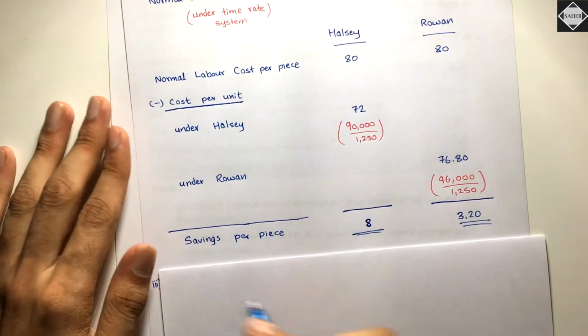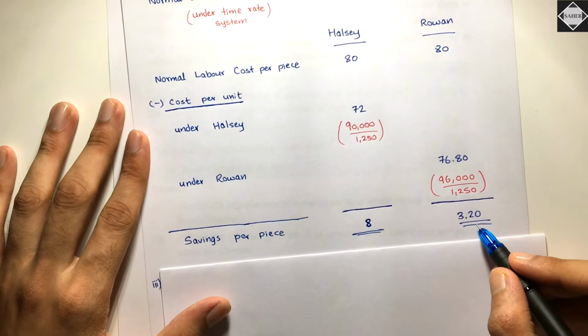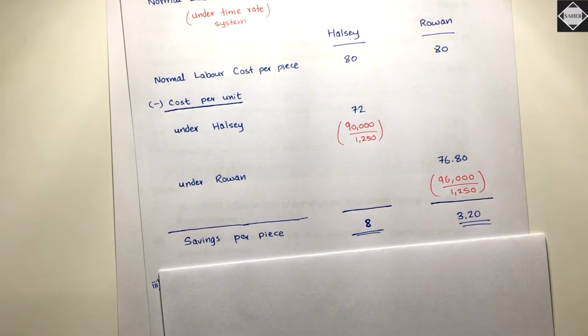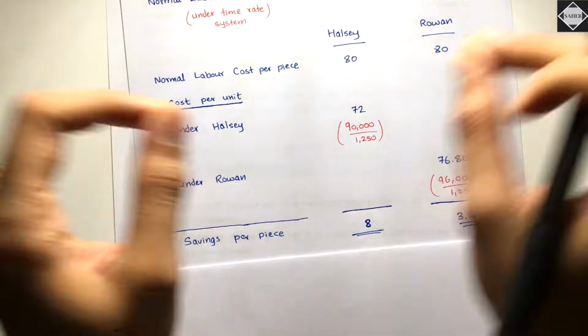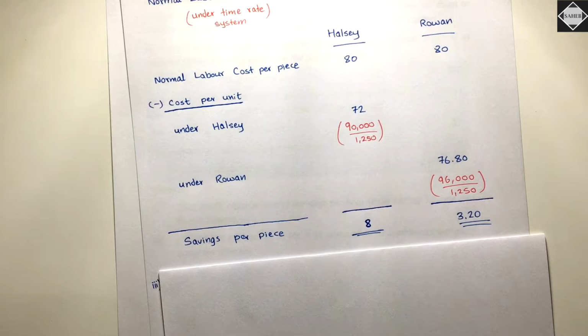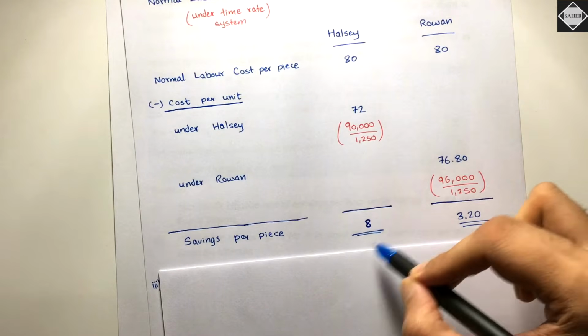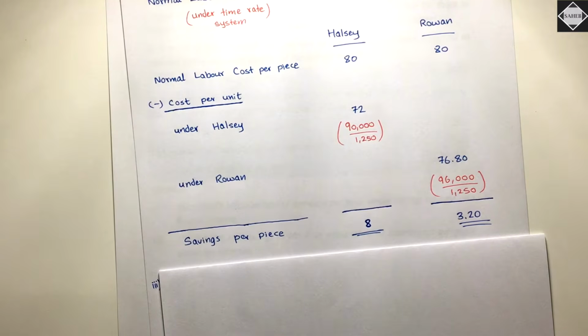80 minus 72, that's a saving per piece of 8 rupees. Here 80 minus 76.8, that's 3.2 rupees. Fine. So now you can easily decide which scheme you are going to select, right? If the question was just these two requirements, and it simply asked which scheme you would recommend to Mr. A, then you could say that Halsey is better because the company is saving 8 rupees per piece compared to the time rate system. Simple logic now.